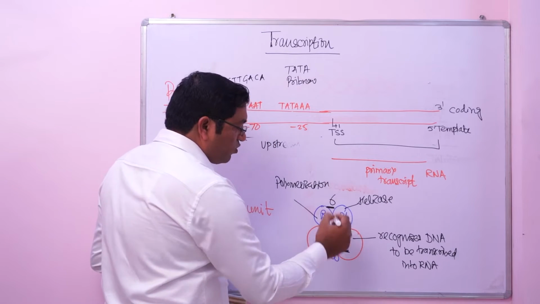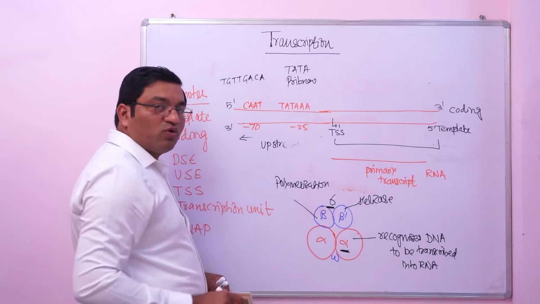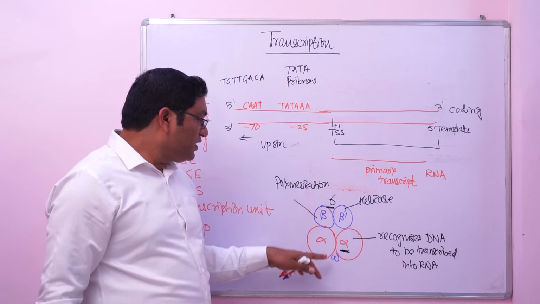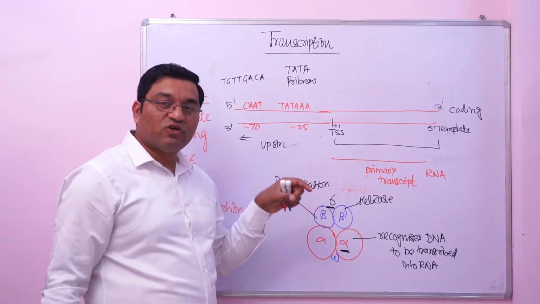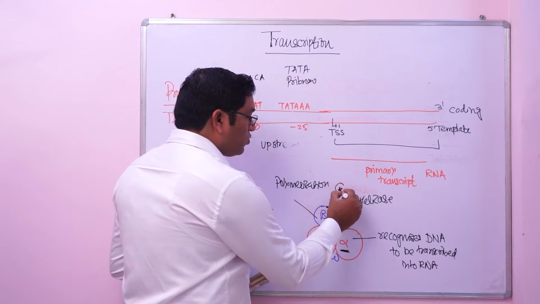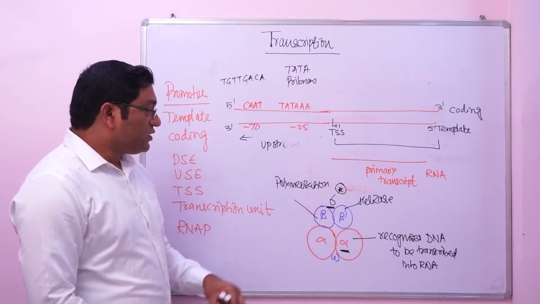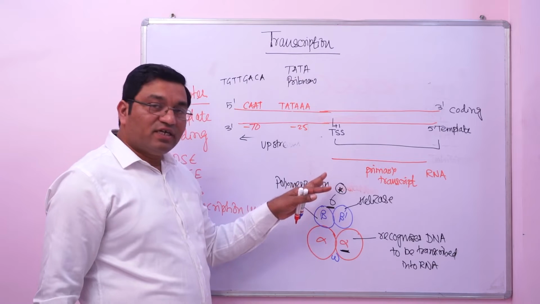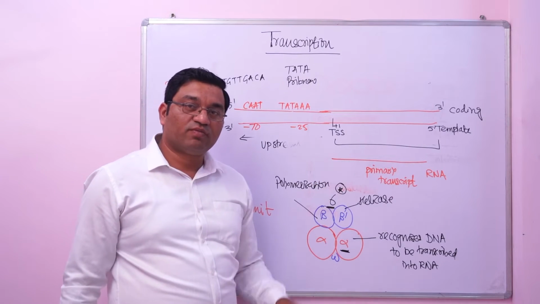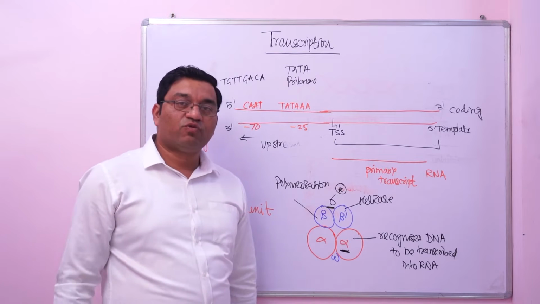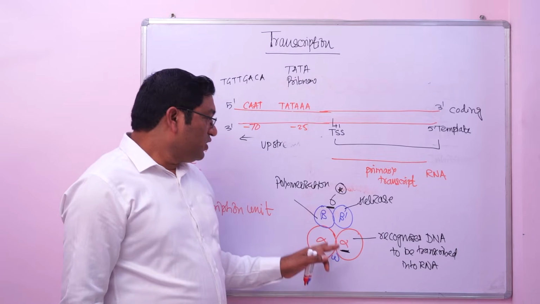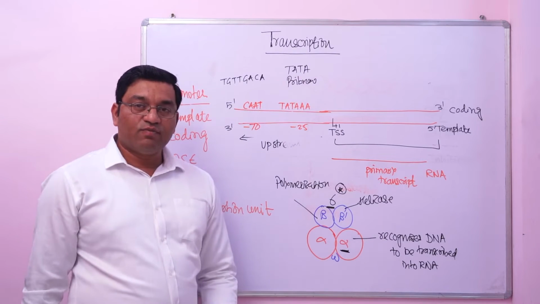Sigma factor is an important one. It scans the prokaryotic DNA, recognizes the promoter region, and helps the RNA polymerase to sit on the promoter region. This is an important MCQ, the role of sigma factor. Sigma factor scans the DNA, recognizes the promoter region and helps the RNA polymerase to sit on the promoter region. The exact function of the omega subunit is not known. Okay, so this is prokaryotic RNA polymerase.